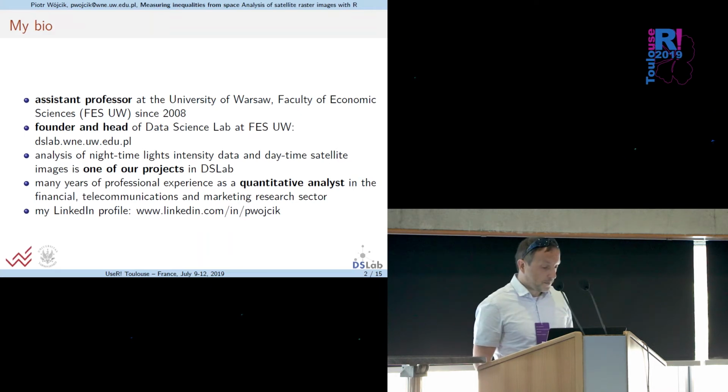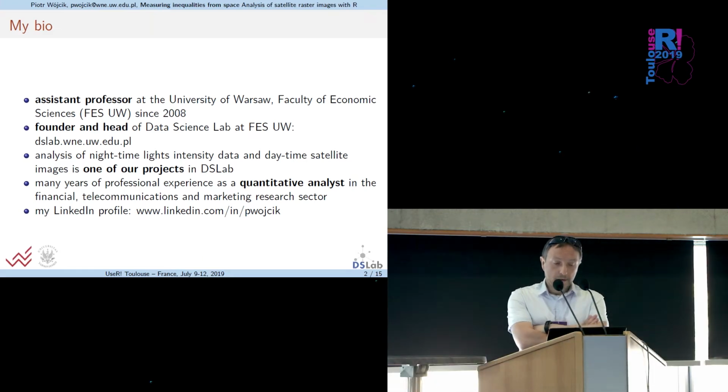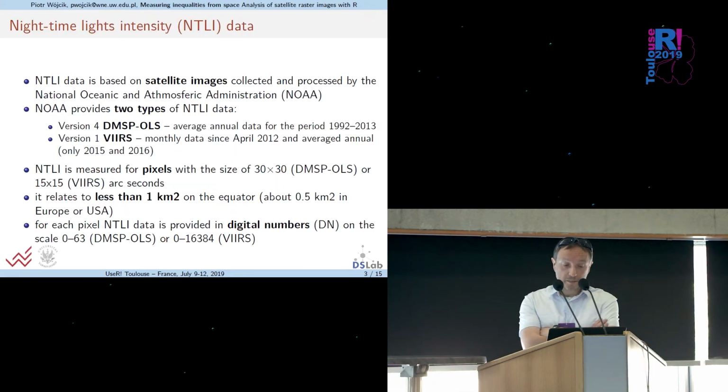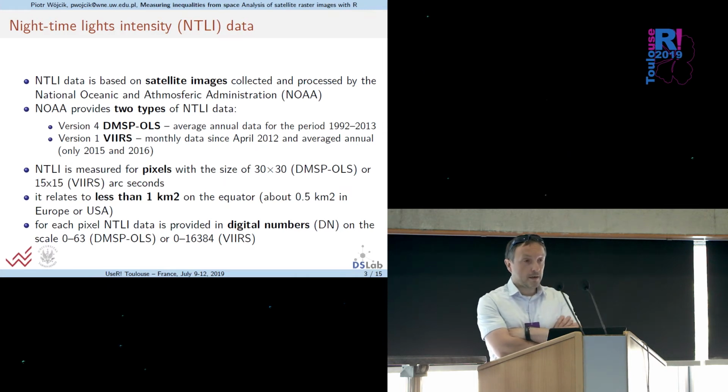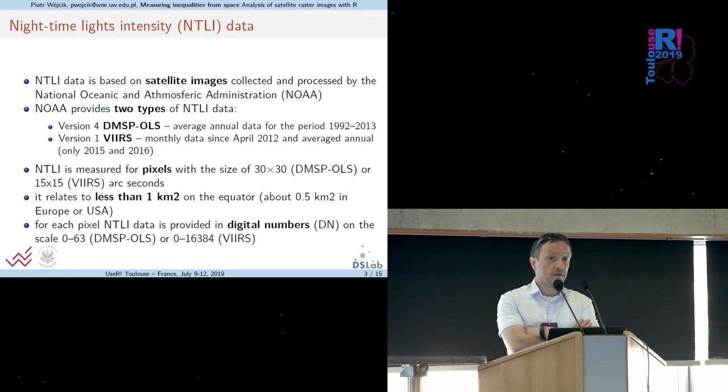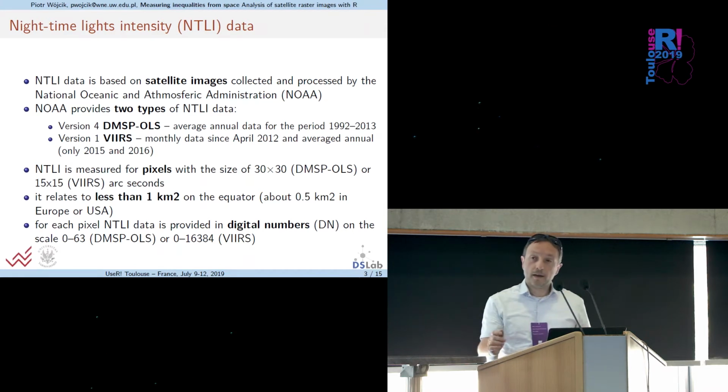Basically, the data which we work on come from satellite images. They are collected by NOAA. The globe is divided into pixels of the size less than 1 square kilometer, which for each pixel there is a measure of night light intensity in so-called digital numbers. And there are 2 types of data. Initially, there were annual summaries. Since April 2012, there are monthly data for night light time intensity available.